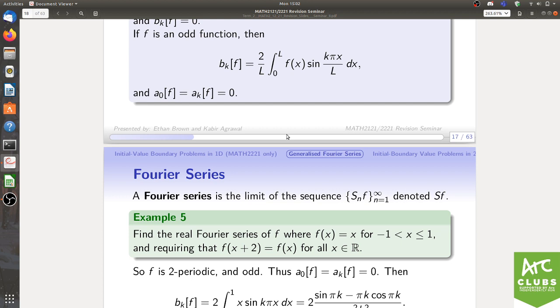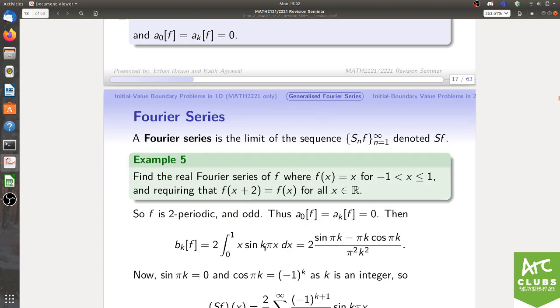As long as you remember this fact that if the period is 2L, then you have to divide by L. So that's why over here we are integrating x sine k pi x, not sine k pi x on 2. Again, another moment where you can make a silly mistake.